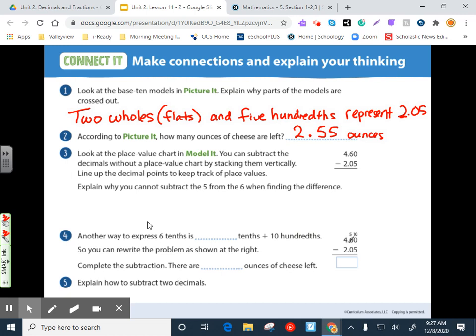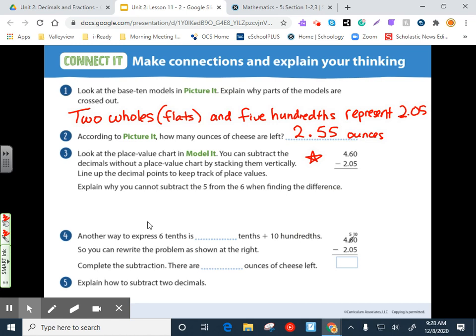Look at the place value chart and model it. So it's over at the left at the bottom. You can subtract the decimals without a place value chart by stacking them vertically, that's the end goal. This is exactly how we want to be doing them. Line up the decimal points to keep track of place values. Easiest way to do that is to have your decimals lined up. But again, you can take any whole number and then add a .0 next to it to change it to a decimal, by the way.